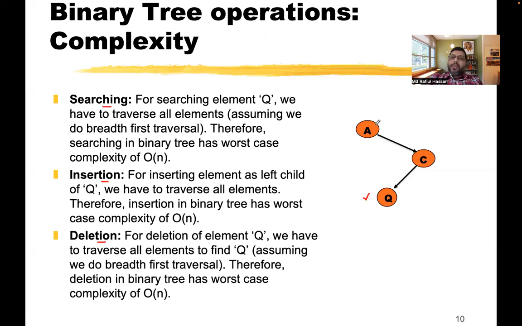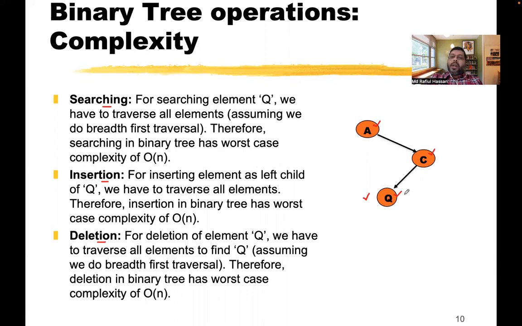For example, we start from the root A. Is this the Q? No. So we have to go to the next level of the tree, C. Is it Q? No. Then we have to go to the next child of the tree. Is it Q? Yes. So we have to traverse all the nodes in this tree to look for the specific node Q. Therefore, searching in the binary tree has a worst case scenario.